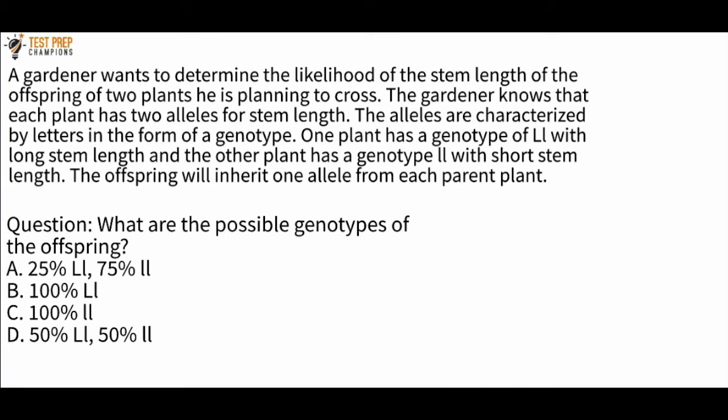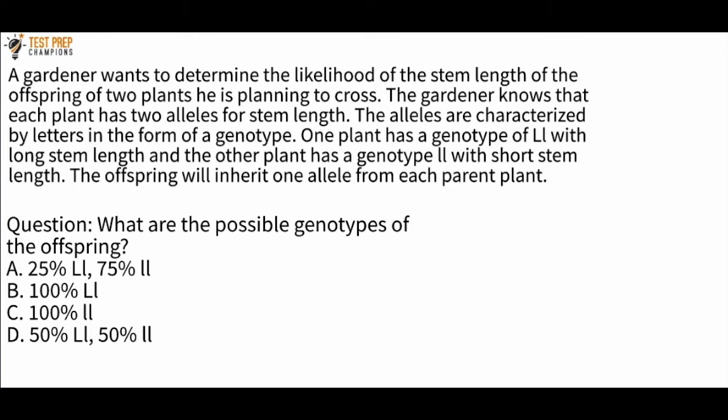One plant has a genotype of big L little l with long stem length, and the other plant has a genotype little l little l with short stem length. The offspring will inherit 1 allele from each parent plant. Question, what are the possible genotypes of the offspring? A, 25% big L little l, 75% little l little l. B, 100% big L little l. C, 100% little l little l. Or D, 50% big L little l, and 50% little l little l.